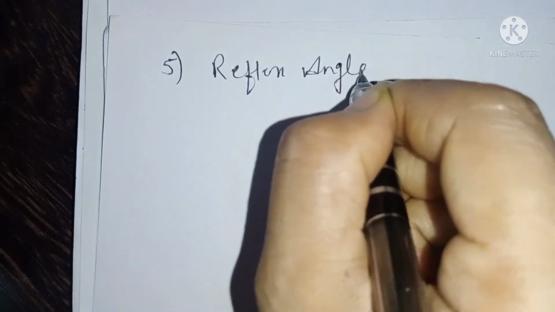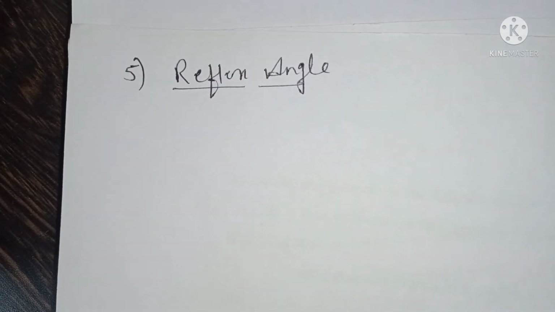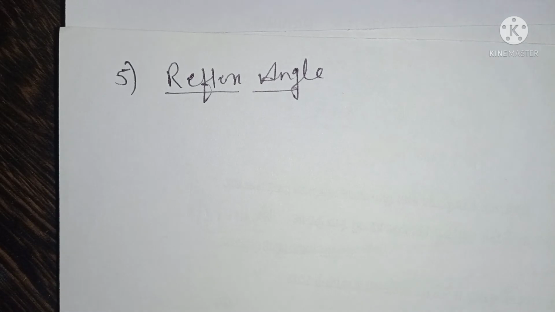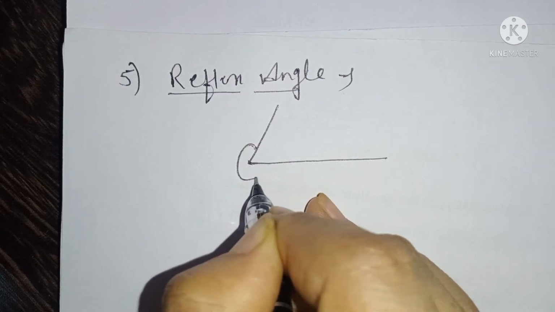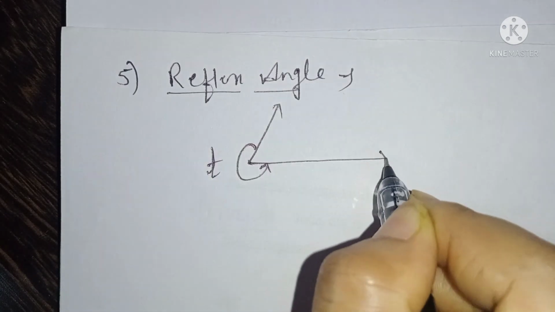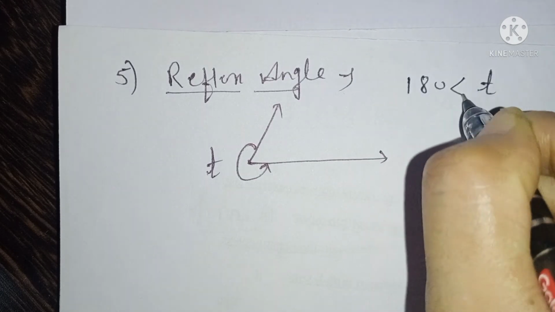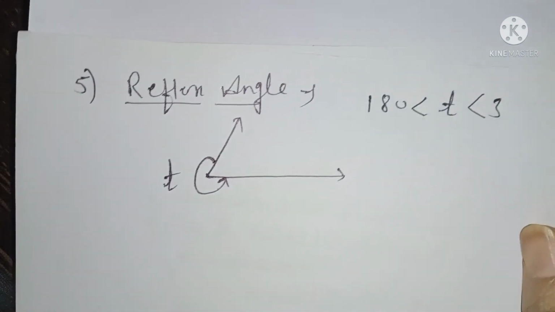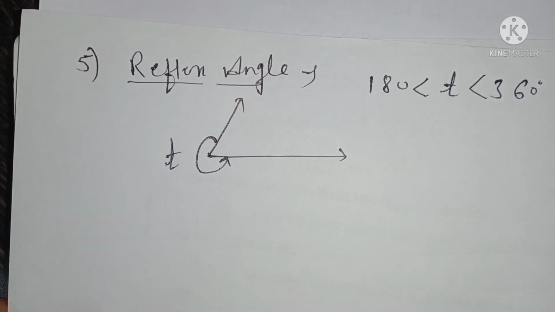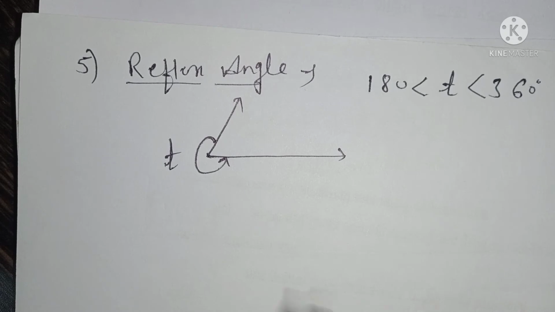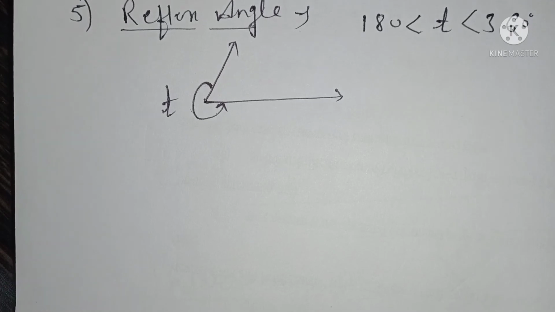Now what is a reflex angle? A reflex angle is an angle which is greater than 180 but less than 360. Suppose this is my reflex angle. Let me name it T. Suppose we give this angle the name T. So what is the condition? My T should be greater than 180 but it should be less than 360. It may be 240 degrees, 350 degrees, or 200 degrees. So it is a reflex angle: an angle which is greater than 180 but less than 360 degrees.